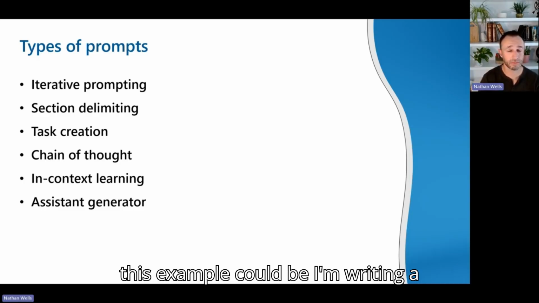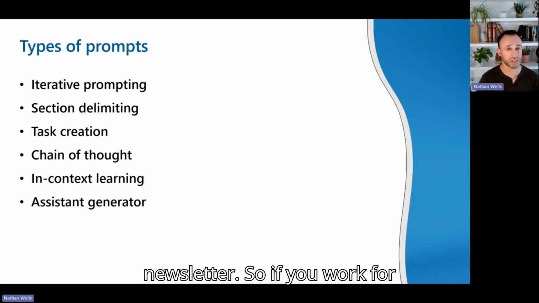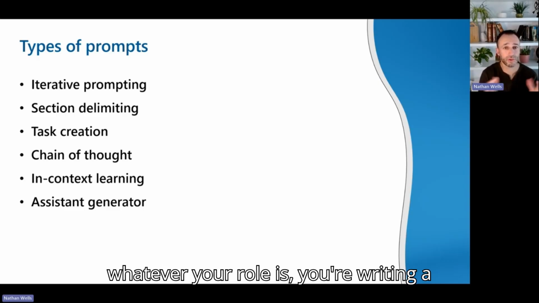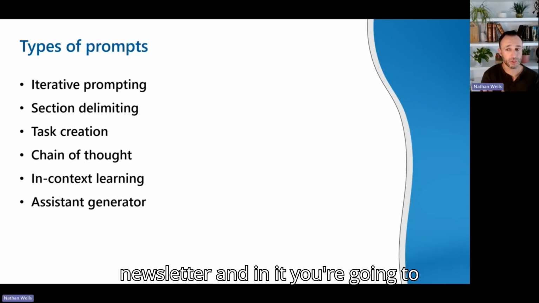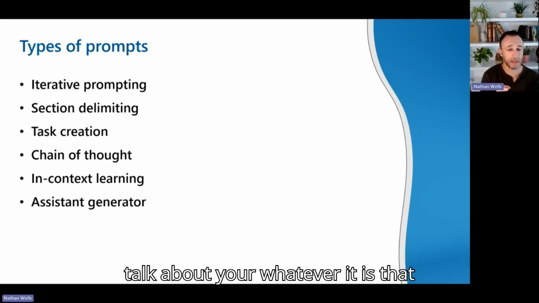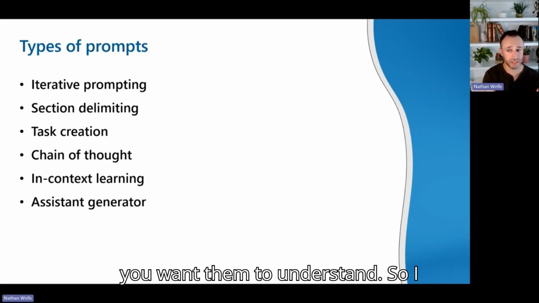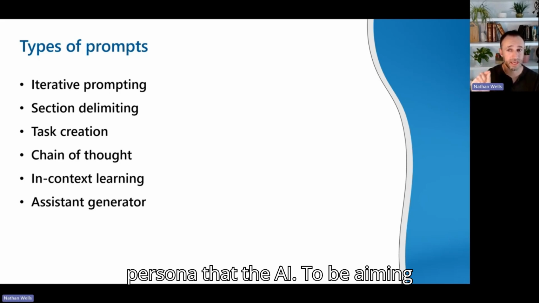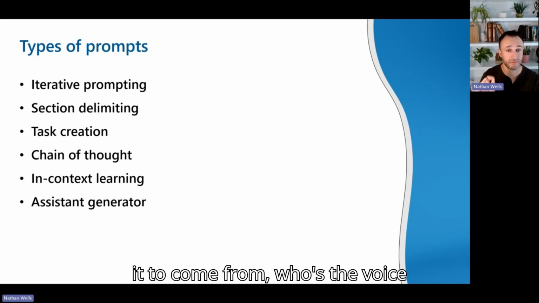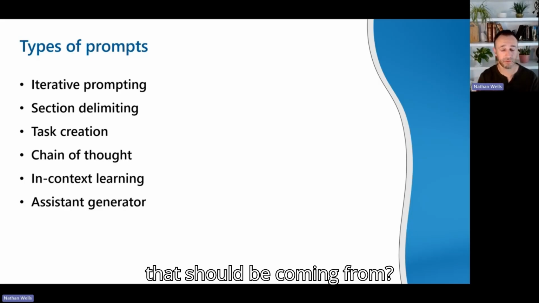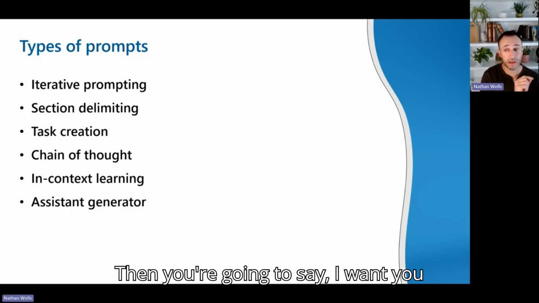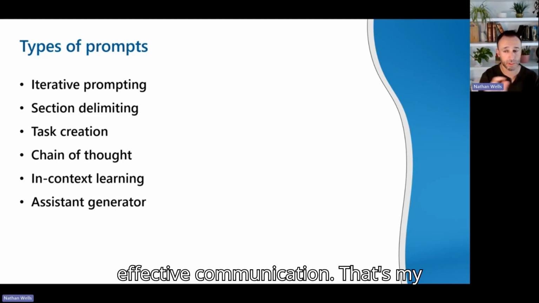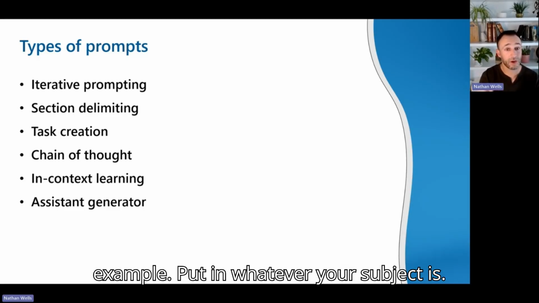And so this example could be I'm writing a newsletter. So if you work for a communications department, if you work in HR, if you're an educator, whatever your role is, you're writing a newsletter. And in it, you're going to talk about whatever it is that you want them to understand. So who are you, right? What's the persona that the AI should be aiming it to be coming from? Who's the voice that it should be coming from? Then you're going to say, I want you to write a section for my newsletter on effective communication. That's my example. Put in whatever your subject is. Now, help me write it.